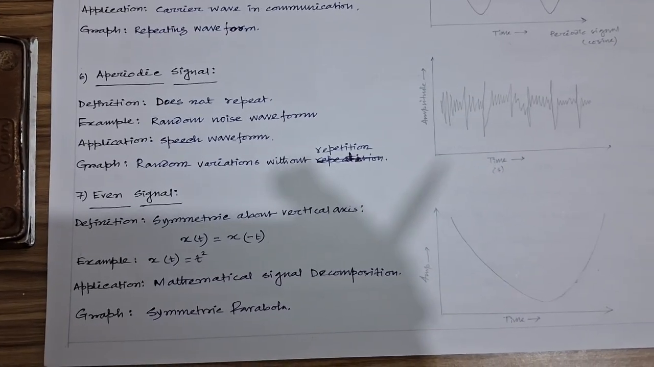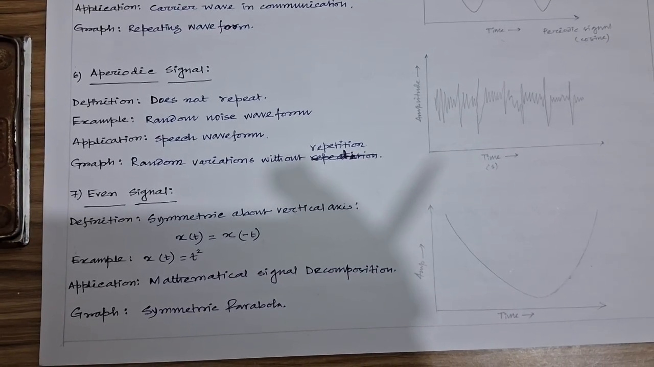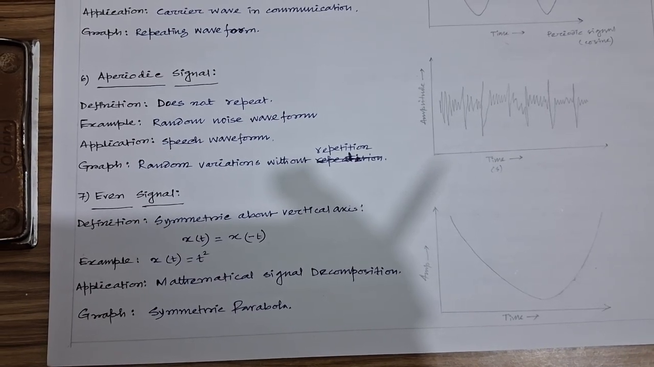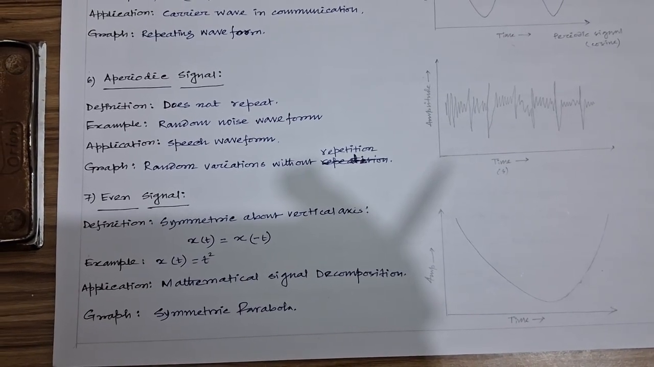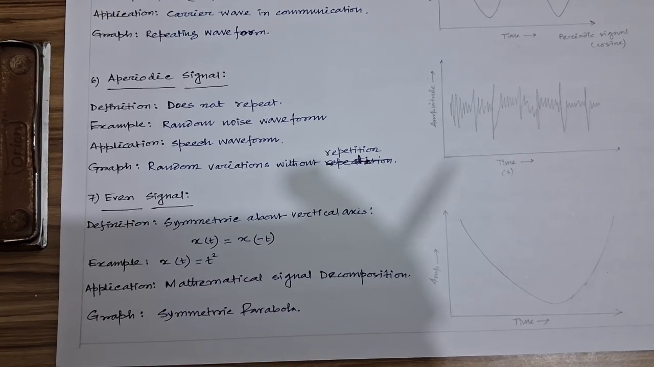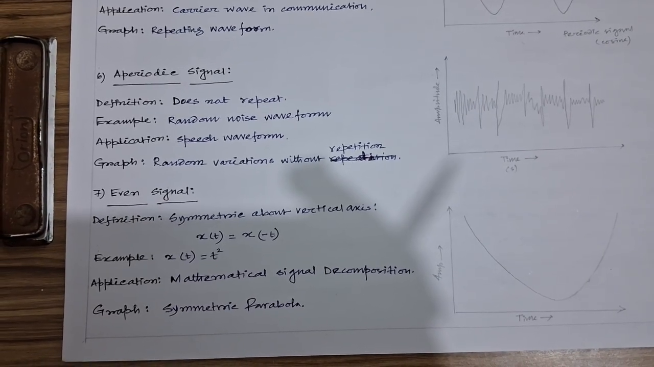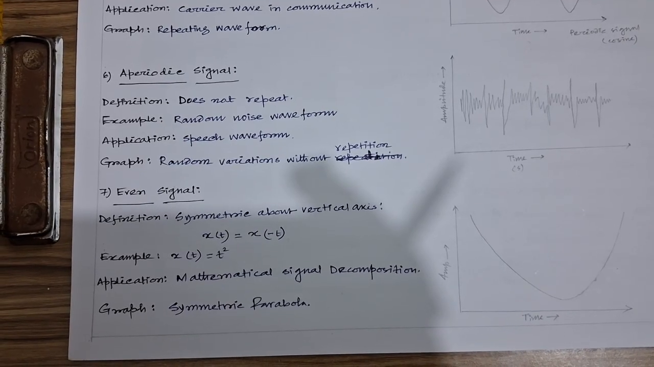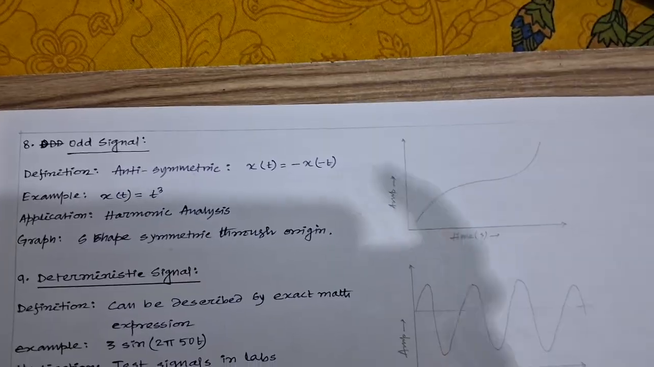Now let's talk about an even signal. It usually shows a symmetrical parabola graph. An even signal is symmetrical about the vertical axis, meaning x(t) = x(−t). Example: t². These are important in Fourier analysis because they only contain cosine terms.